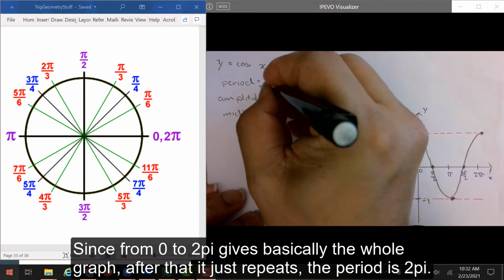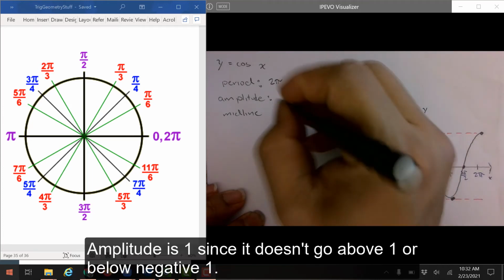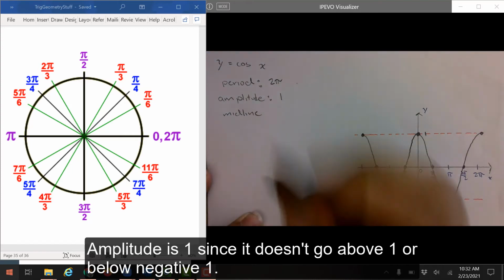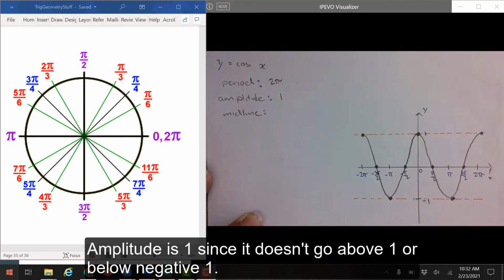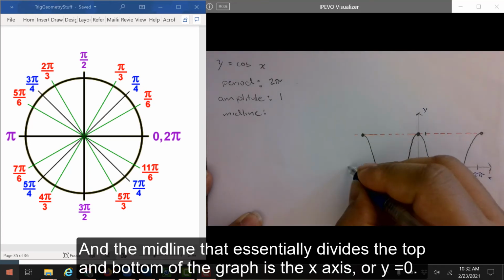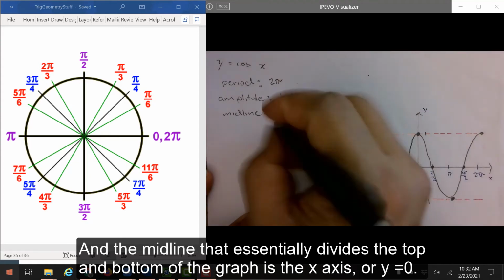Since 0 to 2 pi gives basically the whole graph, after that it just repeats. The period is 2 pi. Amplitude is 1 since it doesn't go above 1 or below -1. And the midline that essentially divides the top and bottom of the graph is the x-axis, or y equals 0.